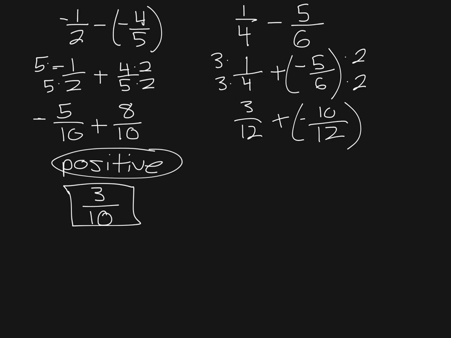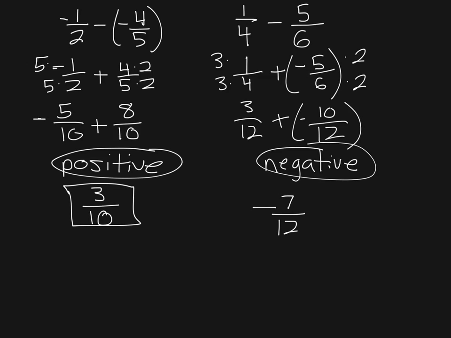So I got to think here again. What is my answer going to be? 3 and negative 10. My negative 10 now has the bigger absolute value. So I know my answer is going to be negative. And because my signs are different, positive 3 plus negative 10, I know there's going to be some cancellation. 10 minus 3 gives me 7 over 12. Make sure my answer is negative. And there we are.